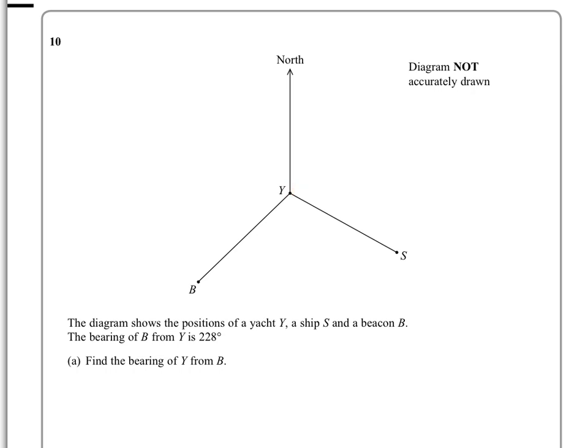from B. So what that essentially means is if we were to draw a straight north line up like that, what would that angle essentially be there? Now, what we do know is that the bearing of B from Y, so essentially this one here, is 228.